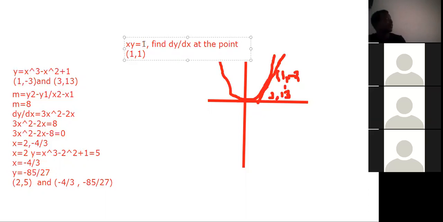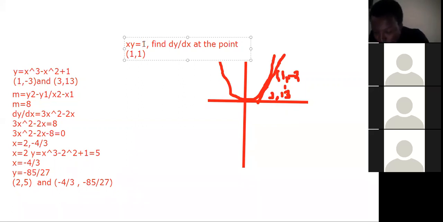What are you getting? So negative 1 and 5. Okay, negative 1 and 5. Good. Who else has the same answer? I got the same answer. Oh, okay. Let's take the second one.